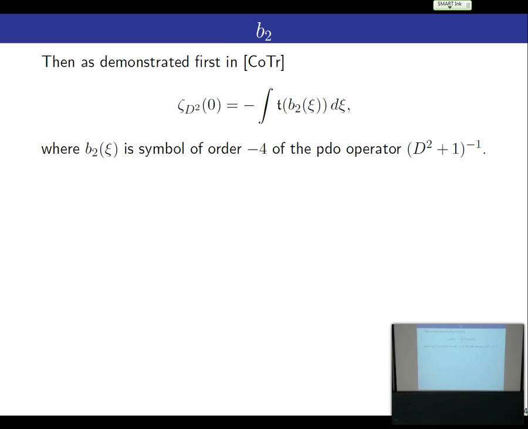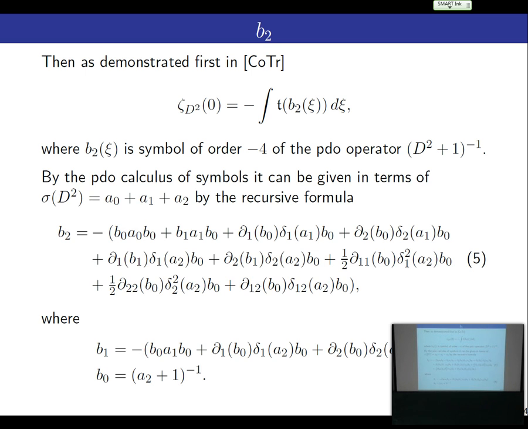The next step is that it was shown by Connes-Tretkoff already that this zeta function can be computed as minus the integral over the covectors xi of the trace of the symbol of order -4 of the pseudo-differential operator, the inverse of D square plus 1. So one has to be careful with this computation. Keep this 1 as a symbol of order 2, and so on.